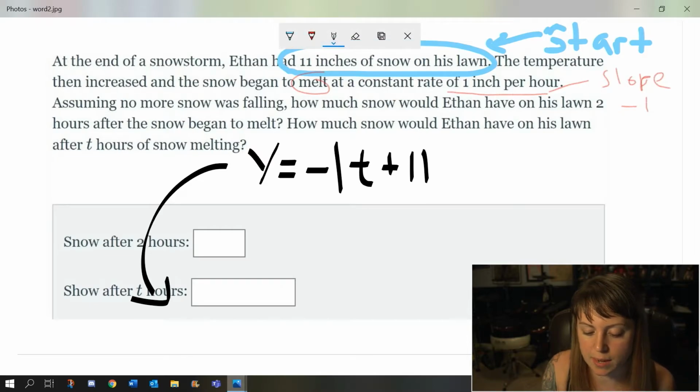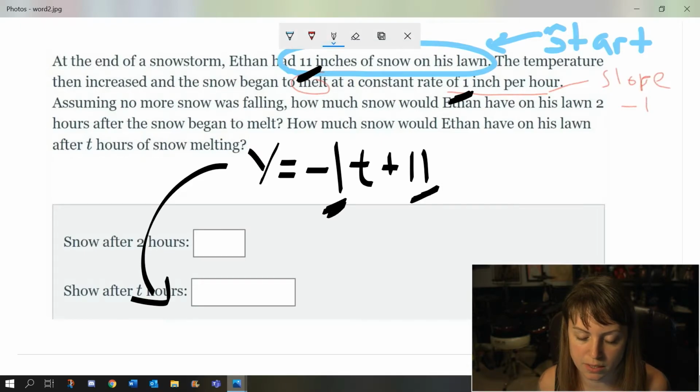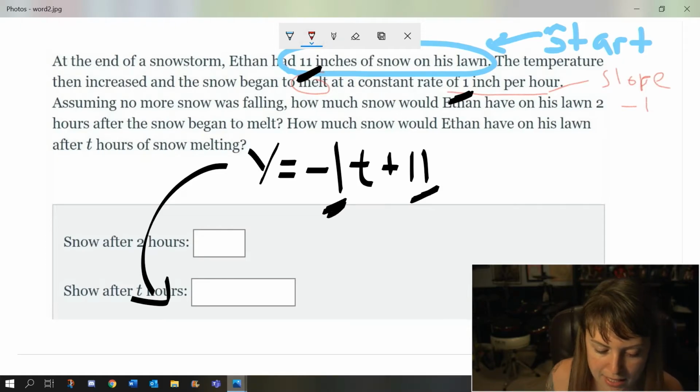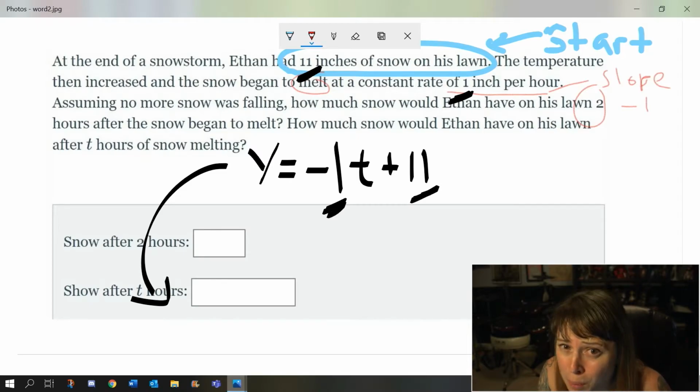Do you see how these numbers right here, this 11 right here, goes with the 11 that I started with? And this negative 1 right here goes with the negative 1 that's melting. And then the x and y are just your slope-intercept. So that's after t hours. The question here was asking about 2 hours. Guys, you can do this part in your head. And if you can't, then we need to really think about subtracting here.